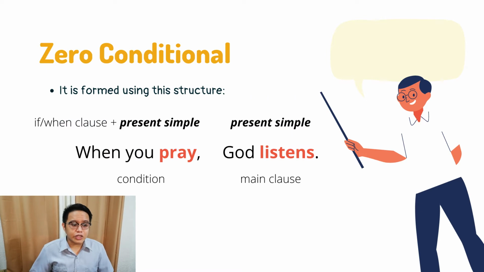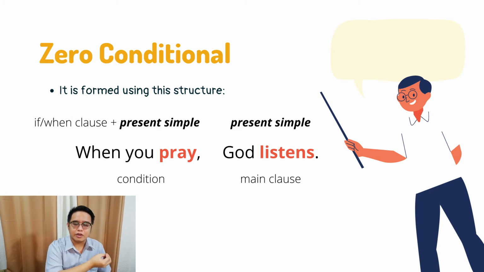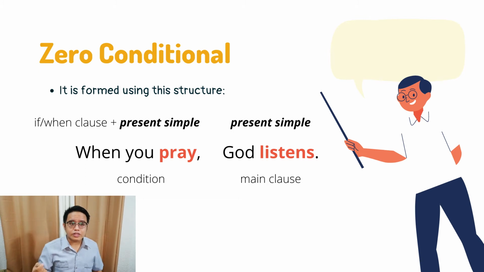The formula of a zero conditional is the if or when clause plus the present simple tense of a verb, and then the main clause is also formed by the simple present tense of the verb. Let's say, for example, the sentence is, when you pray, God listens. The when clause here is, when you pray, and pray there is in simple present tense. Thus, the main clause should also be in simple present tense because it always happens. When we pray, God listens.